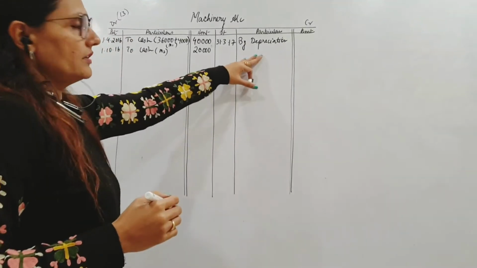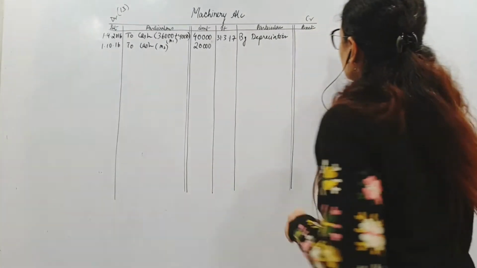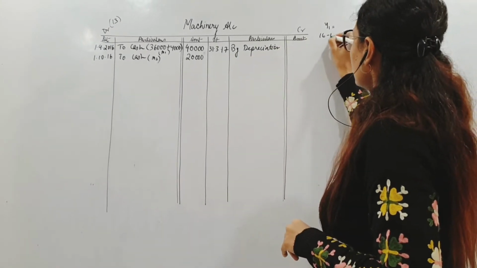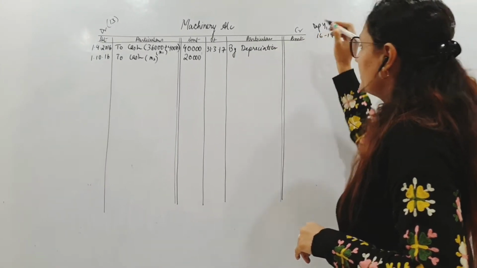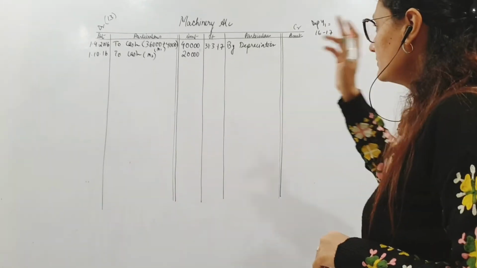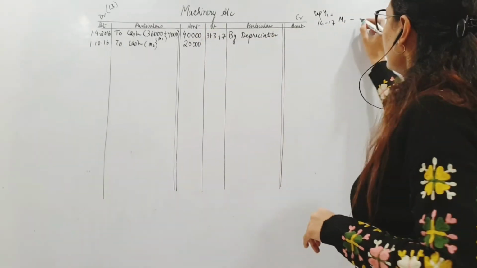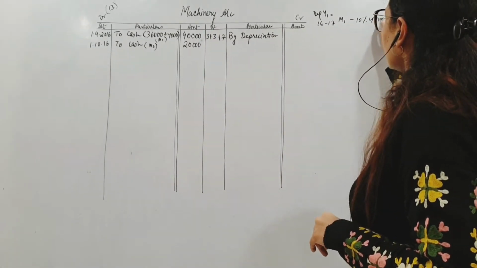So depreciation, if I am showing, let me tell you, I will show the breakup here. Year 1, meaning the 2016-17 depreciation. I am calculating here. There are two machines. On M1, 10% of the entire 40,000, isn't it?